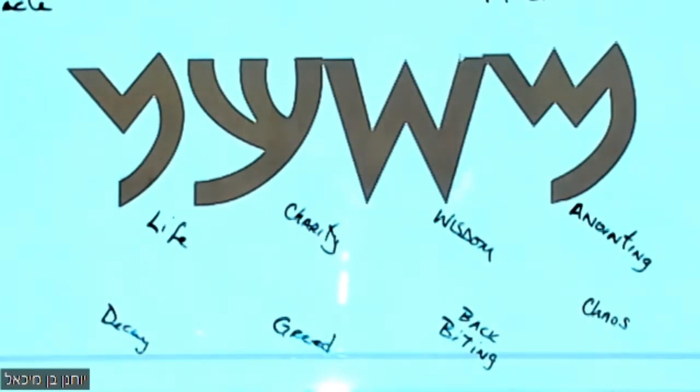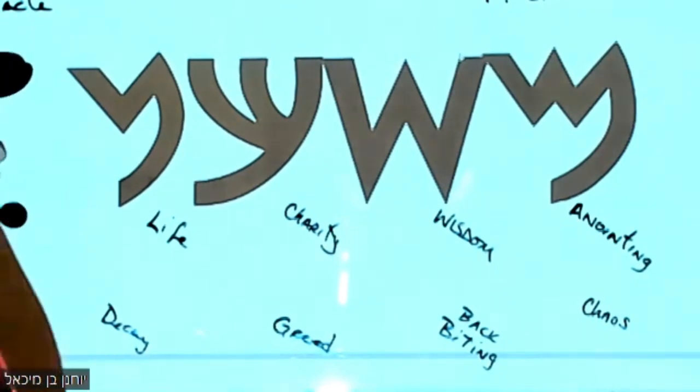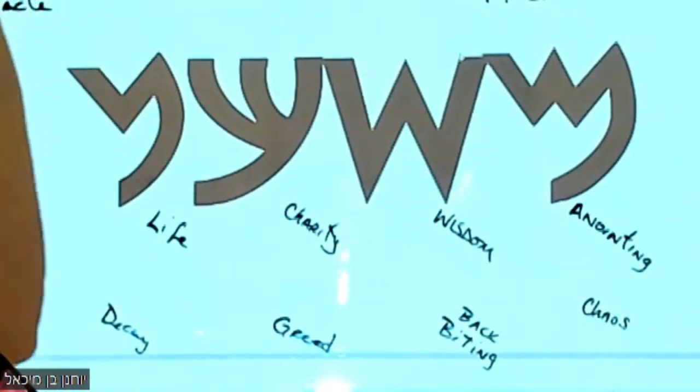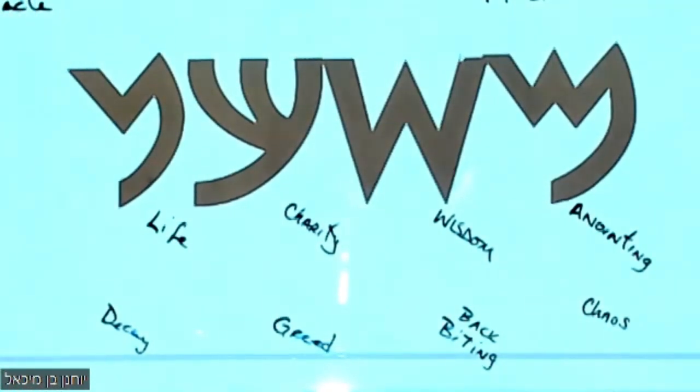But what was very important to remember is that when Yahweh was in charge of it, when he was in the driver's seat, shall we say, it was a place of anointing, wisdom, charity, and life. All of these things were there when he was present. But we know in the book of Ezekiel what happened.